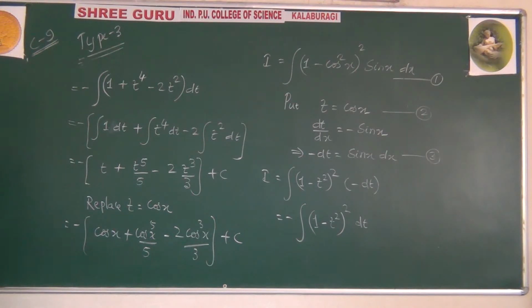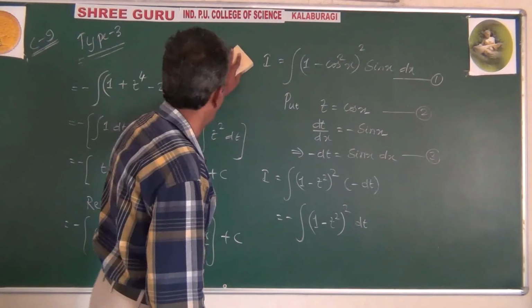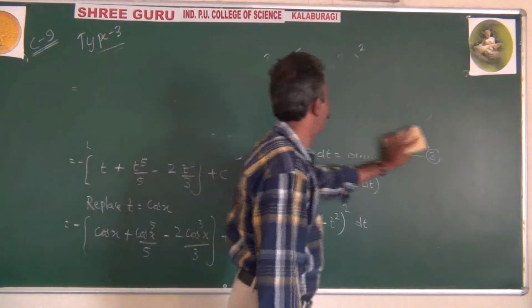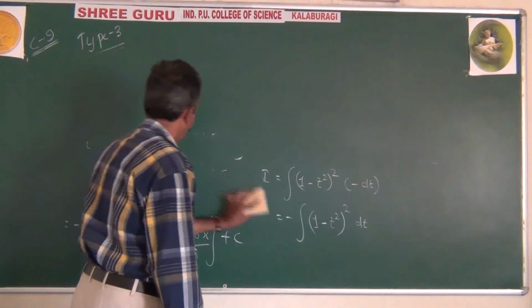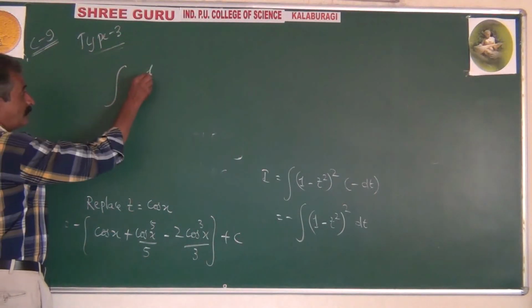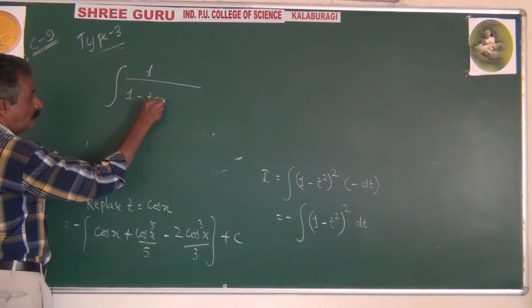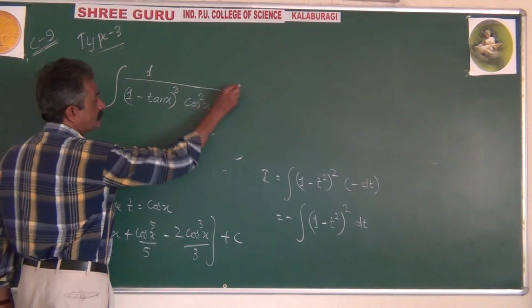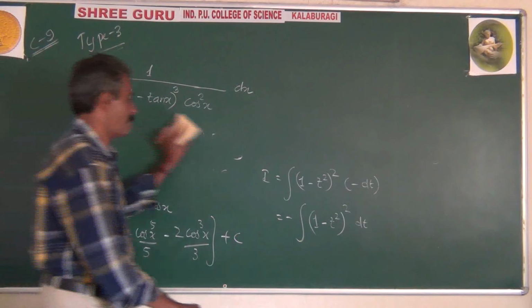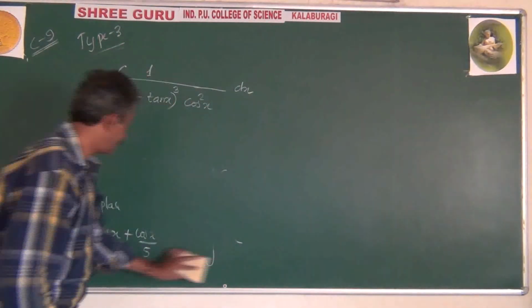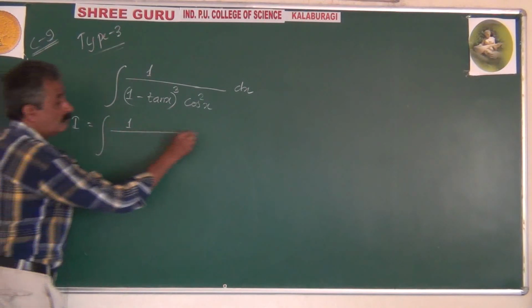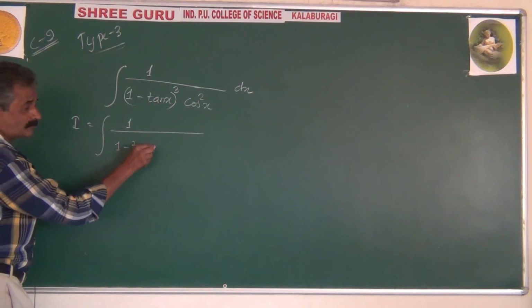Next question. Find, or it may be given as evaluate, integration of 1 divided by (1 minus tan x) whole cube into cos square x dx. So let I equal to the given integration problem: I equal to integration of 1 divided by (1 minus tan x) whole cube into cos square x.